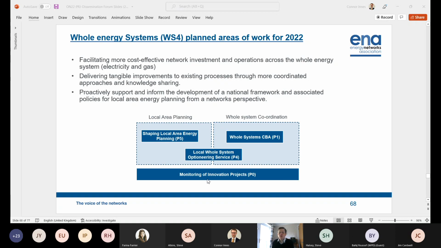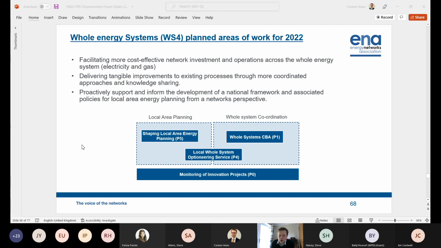As we've moved forwards and matured our work, we've really focused on two main areas, which are shown at the bottom of this slide. The first is around supporting local authorities to pull together their energy plans, and you can see we've got a product looking at doing that, which I'll come on to in the next slide. The second area is around whole system coordination and looking at how, as network organizations primarily, we can work together to optimize the transition to net zero.